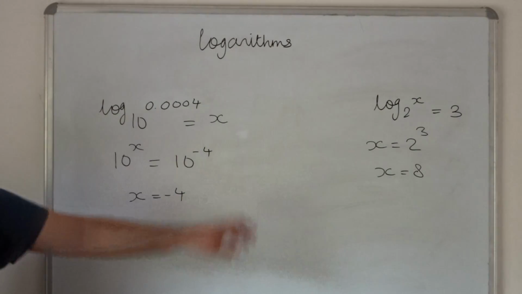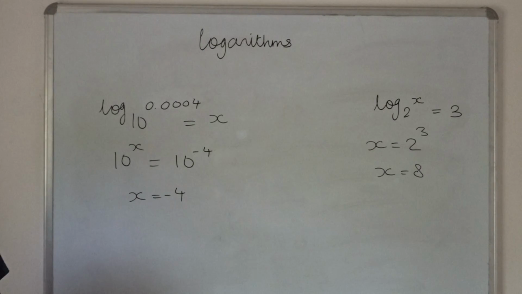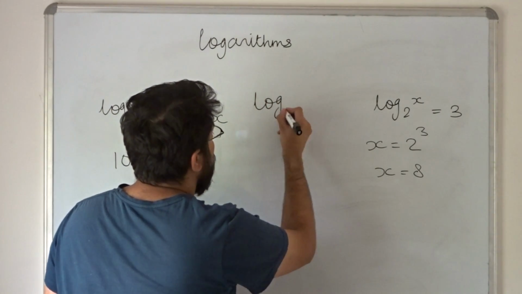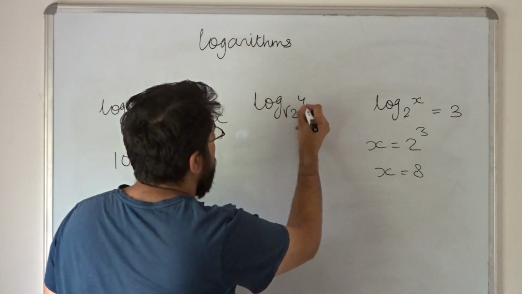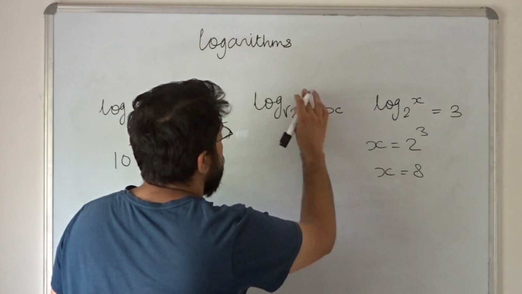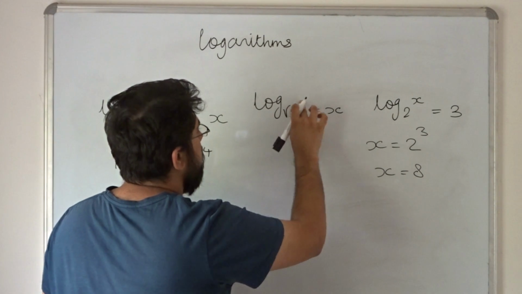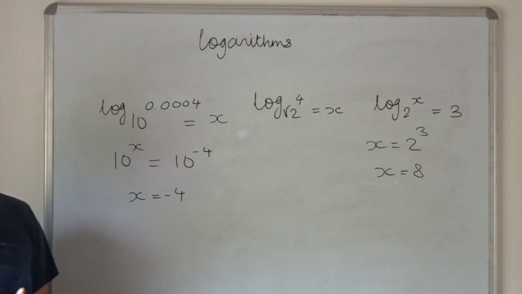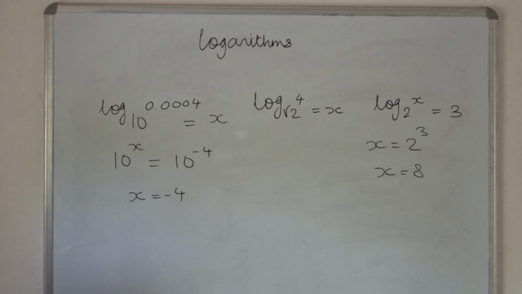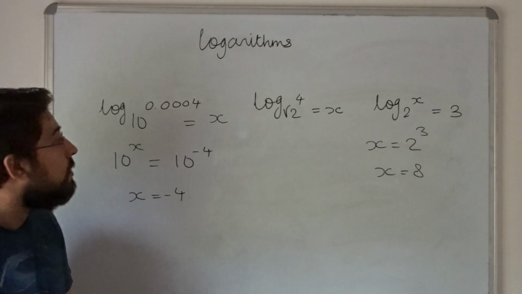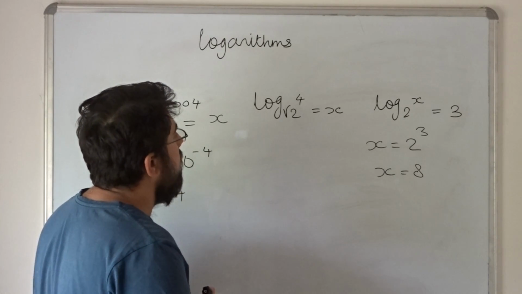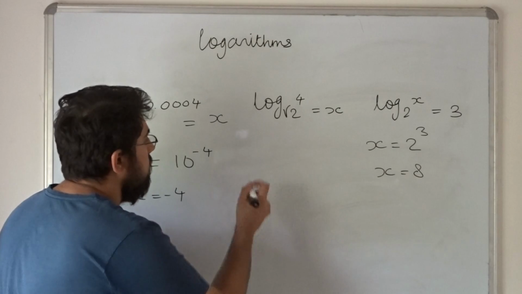So what I'm going to do is, let me write another question right here. Log root 2 to the power 4 equals x. Let me just write this properly for you. Is this the question? Yes, it is. Okay, so again, this is pretty easy.